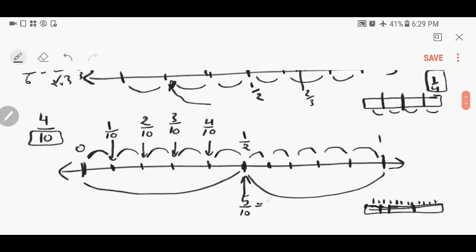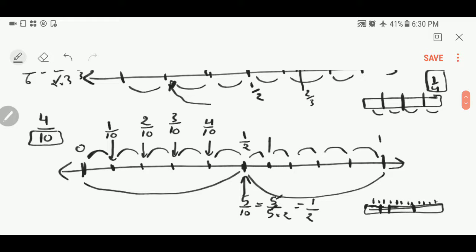How? Because 5 cannot be simplified. It stays 5. But 10, let's simplify 10. We write 5 times 2. That's 10. Easy, right? And then cancel the same number. The 5s cancel each other. We end up with 1/2. Okay? And then we can move on. So this is 5 over 10.